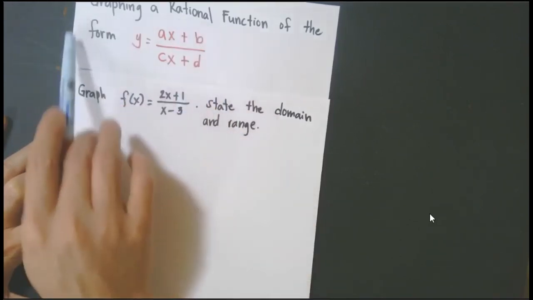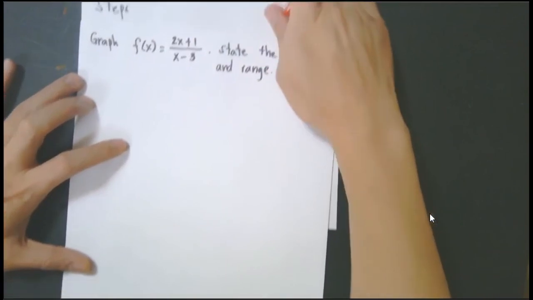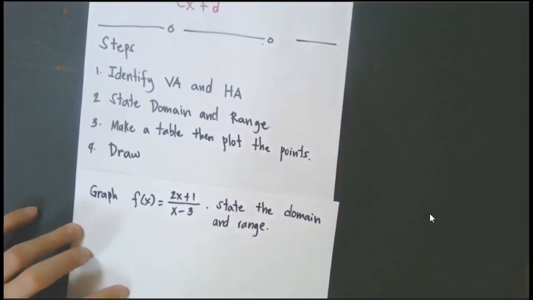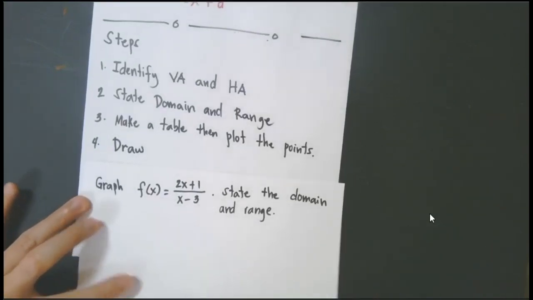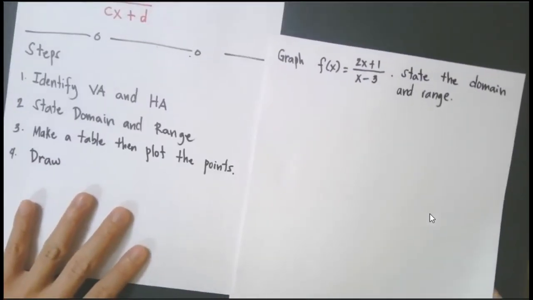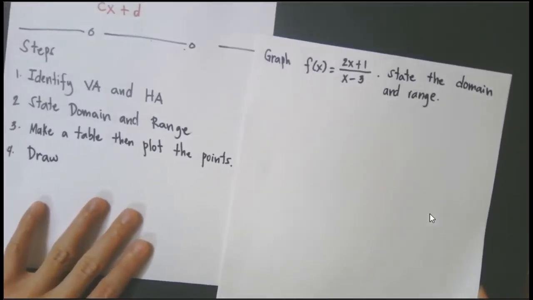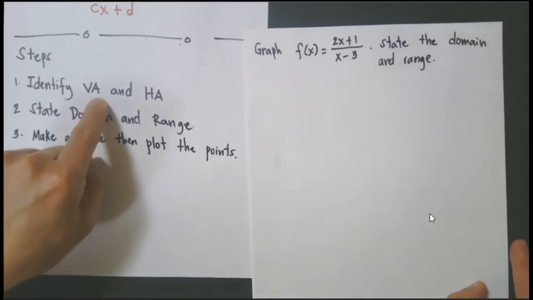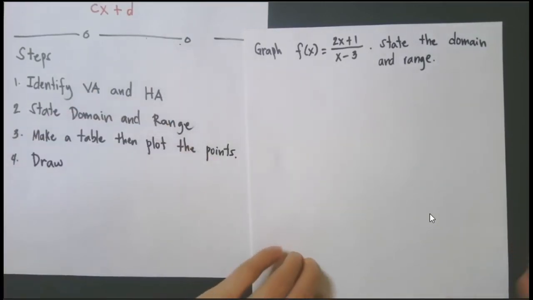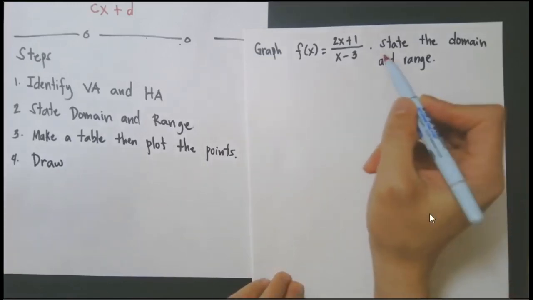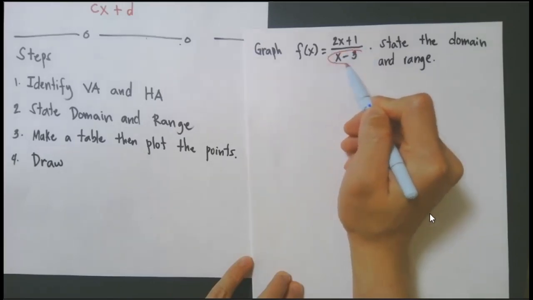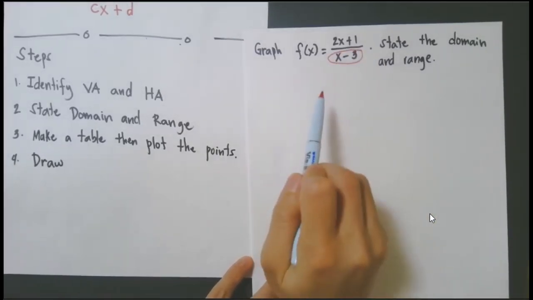Now, to solve this form, we would follow the same steps from the previous lesson, wherein the first step is to identify our VA, which is our vertical asymptote. So where do we find that vertical asymptote? The vertical asymptote is actually the excluded value in the denominator.